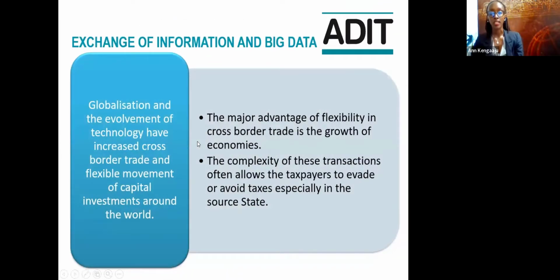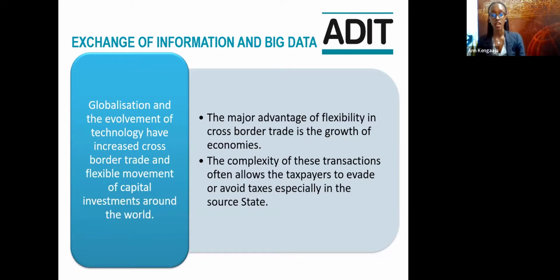Cross-border trade has helped greatly in enhancing the growth of economies, especially for developing countries like Kenya and Uganda, through forex exchange. However, the opacity of cross-border transactions has literally affected so many economies, for example, economies of developing countries, which are unable to trace some cross-border transactions and then collect the revenue that's due to them.